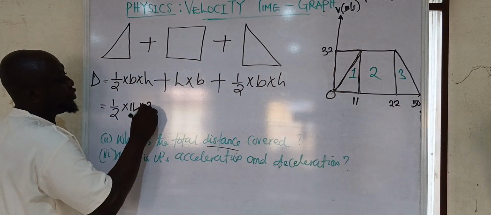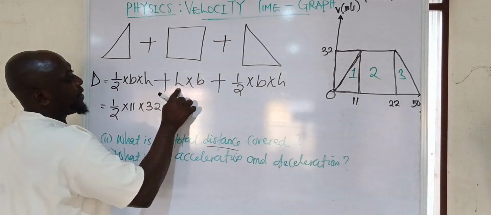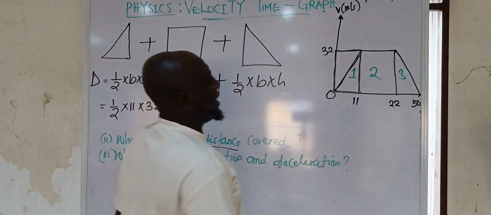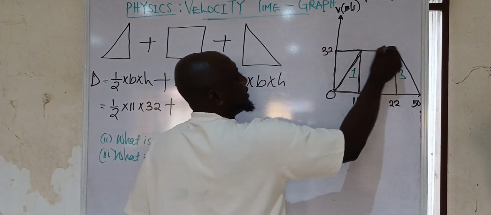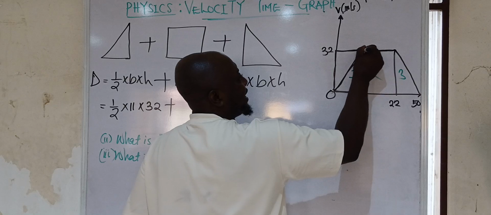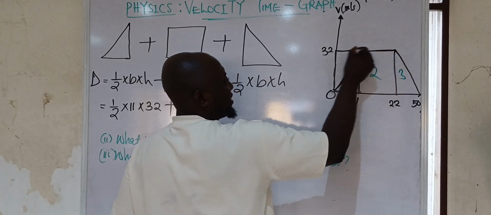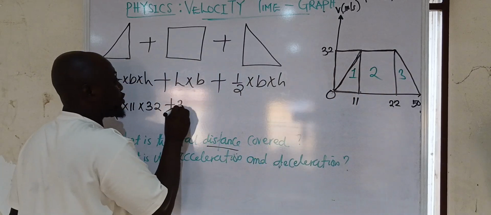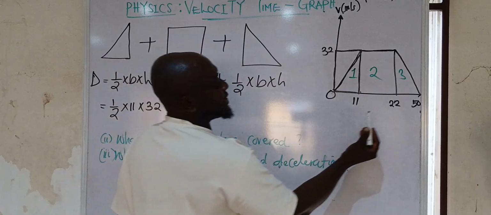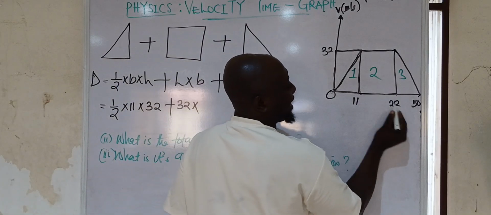So I'm going to introduce 32 here, plus here I'm having my length and breadth. Now, the length is this one. The length for this one, this is the length. So trace the length from here, trace the length here. We are having that to be 32. How about the breadth? The breadth is simply the down part of this diagram.